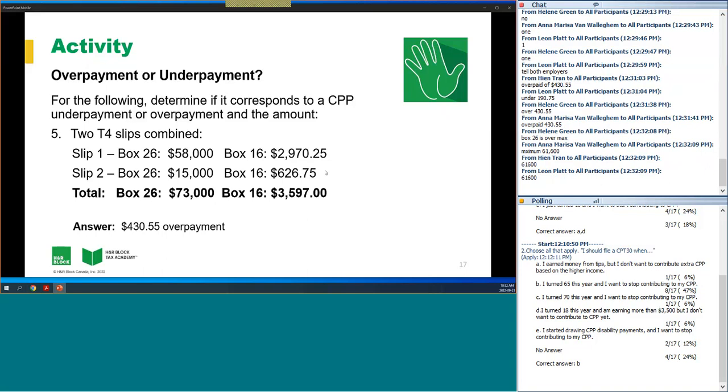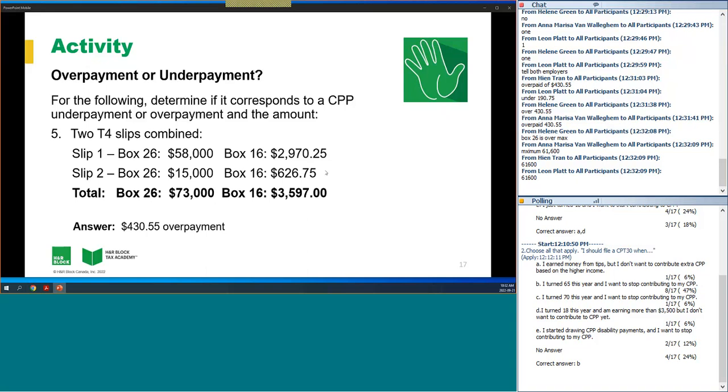So again, what can they do in this case to make sure that they're not having large overpayments? Because yes, it's nice to get a $430 refund, but it does mean the government has kept $430 of your money all year that you could have had and spent. So what will you do in this case?